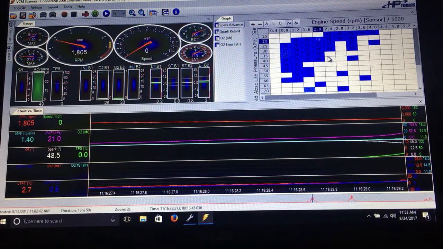My question is, why would it be throwing that much timing into an engine that's sitting there idling or revving at 1800 RPMs? Because this one's showing 49 degrees or percent at, let's see, 1805 RPMs. I'm still trying to wrap my mind around, is that some kind of percentage of a scale of timing, or is that an actual 48.5 to 49 degrees of timing?